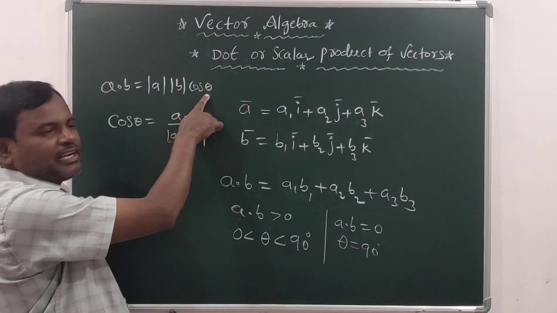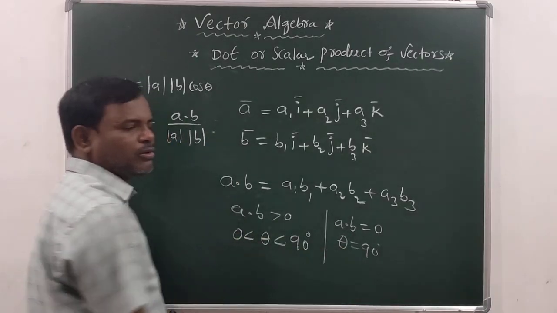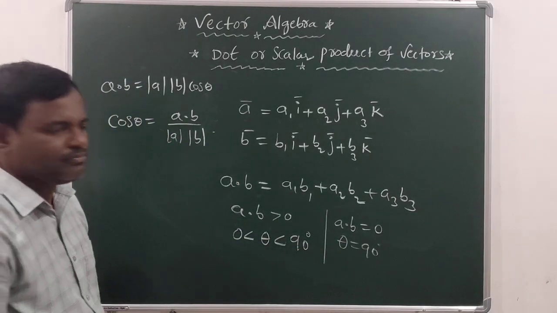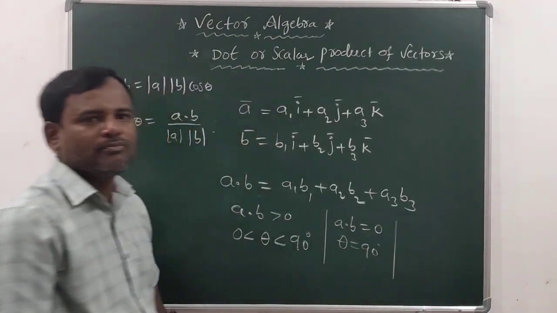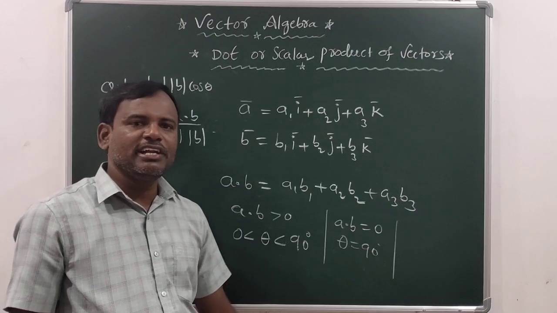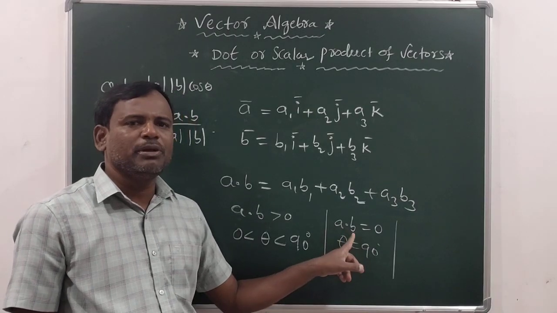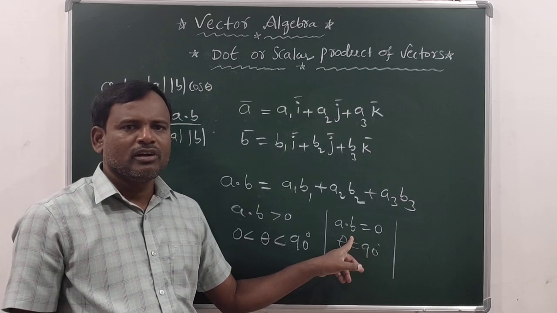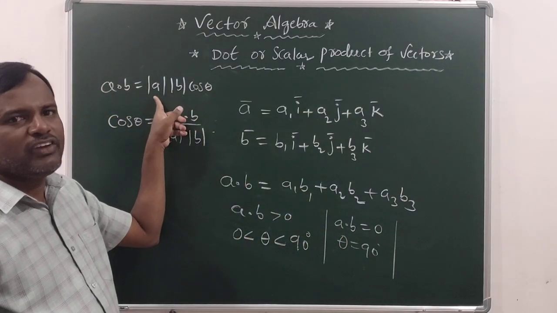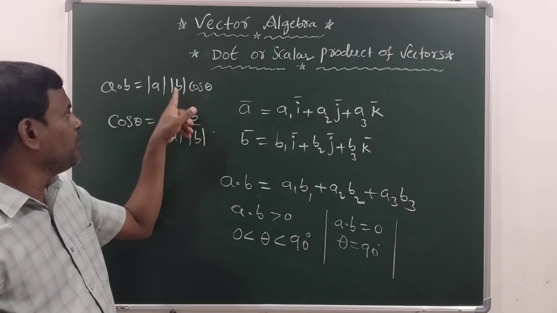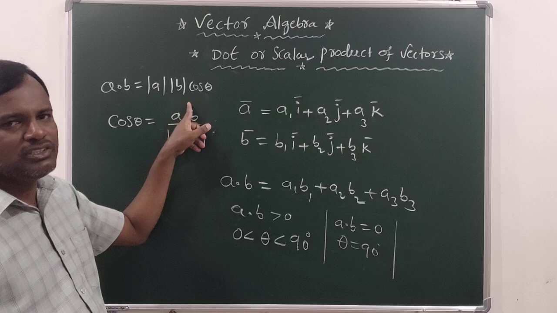So put theta 90, cos 90, 0. Then a dot product will be equal to 0. Also here you have to remember, A dot B equal to 0, then theta will be 90 degrees. Sometimes A may be 0 vector, B may be 0 vector. If A is 0, then magnitude of A is 0, 0 into something 0. If B is 0, magnitude of B is 0, 0 into something 0.